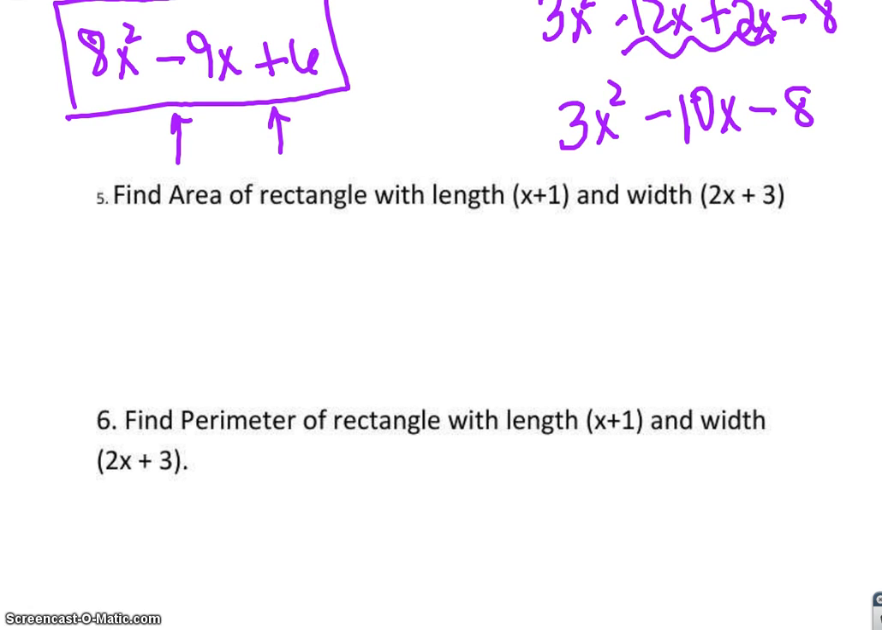5 and 6 are the same stuff. They're just putting it into word problems, which is the way it will be on your EOC. Remember the area of a rectangle. If you can't remember the formula, it's at the top of the review. Area is equal to length times width.